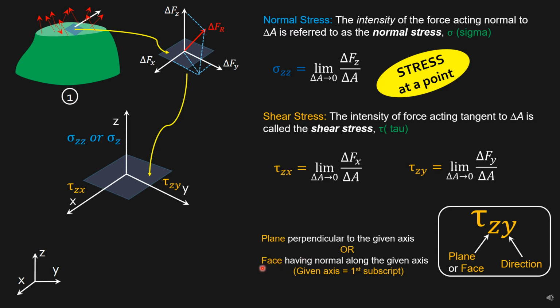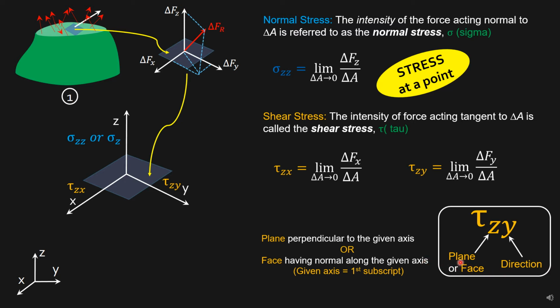Or in another way, you have to take the face having normal along the given axis. The given axis is the first subscript, meaning you have to consider a face whose normal is along the Z axis. So when we have all the other perpendicular planes also, then this definition will become clear. So there's a trick to remember: you can remember it with PD.